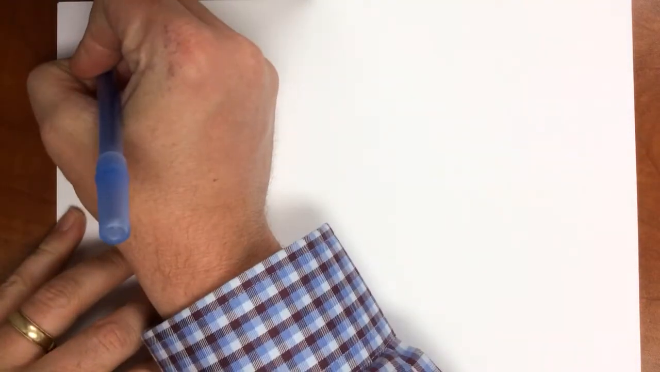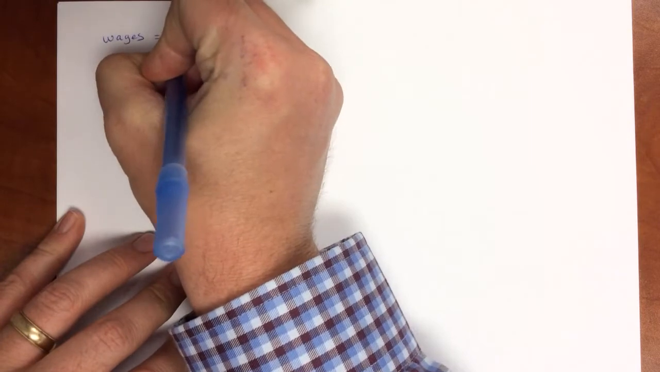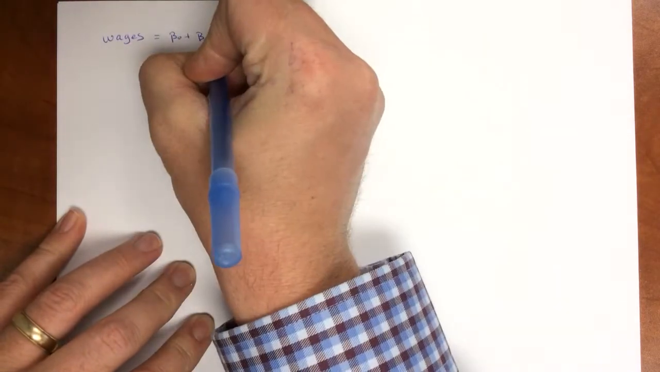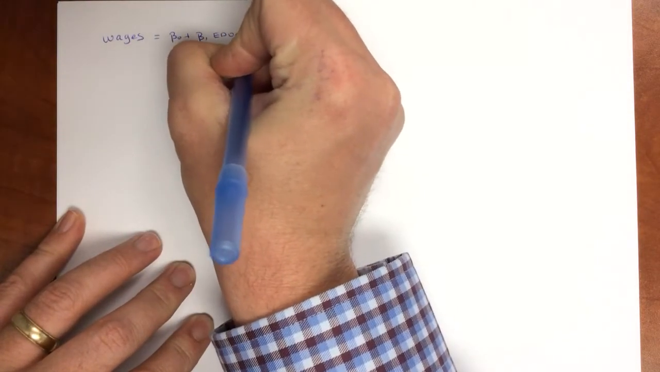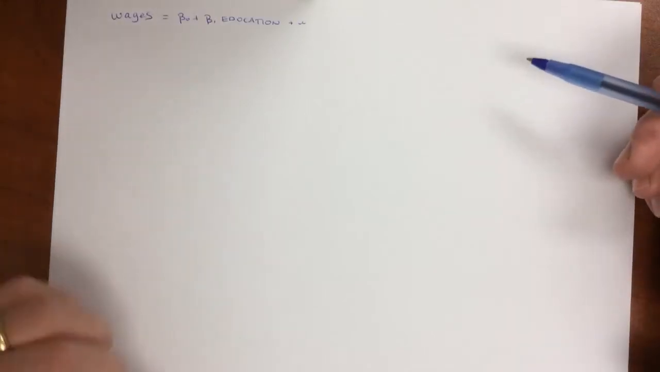All right, let's go ahead and look at a model. The model we're going to look at is what affects wages. So we have wages equal to beta naught plus beta 1 education plus u. That's really helpful for us. All right, so let's go ahead through the interpretation.